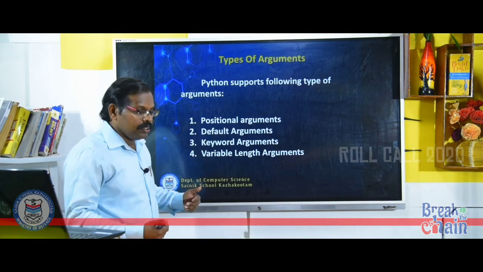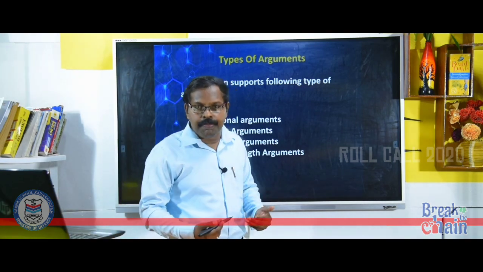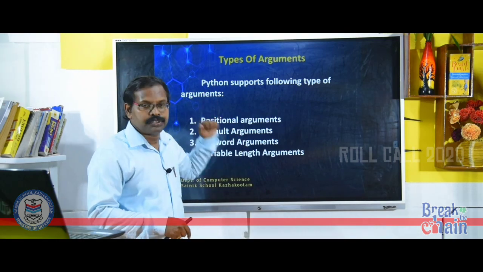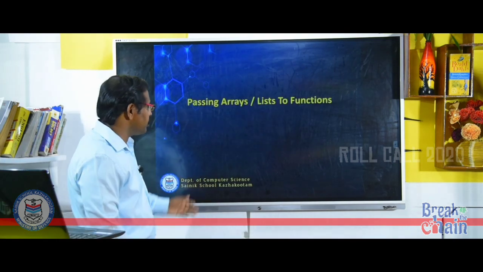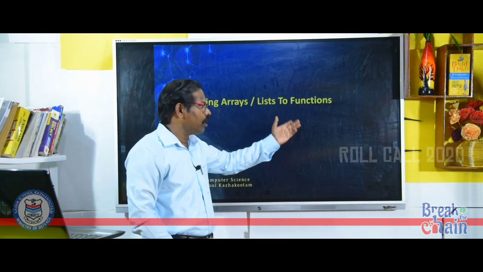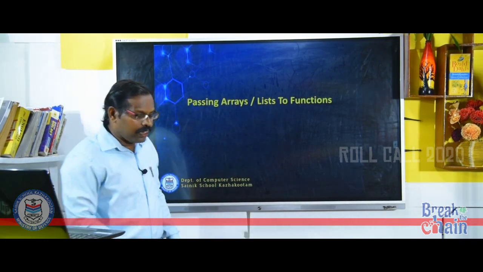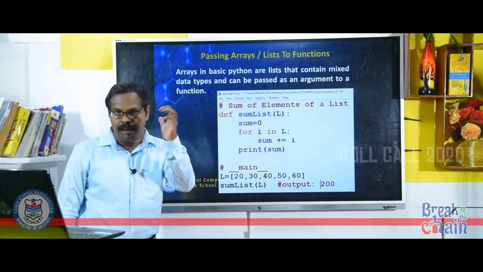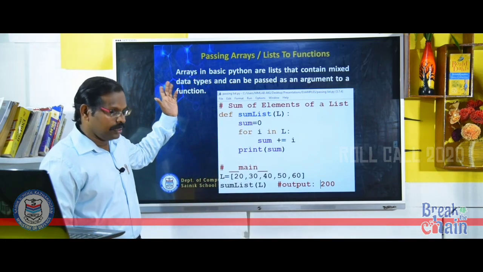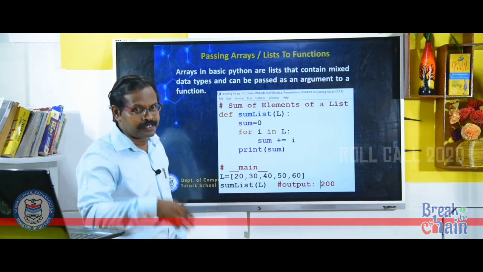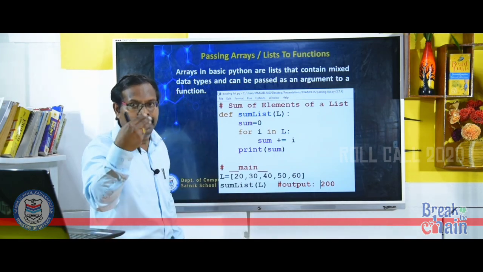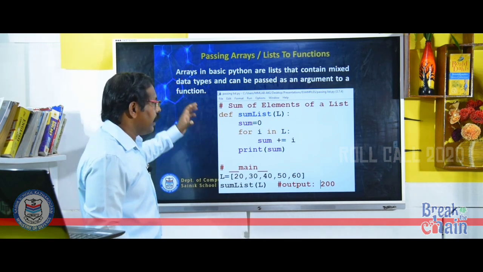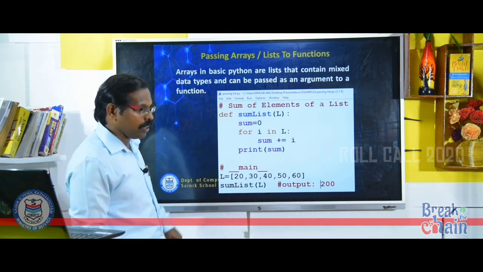Here we are going to study the next topic, how can we pass a list to a function. Children, the next topic is passing arrays or lists to a function. What is an array? You know that an array means similar type of elements. What is a list? A list means mixed type of elements. Any type of elements can come in a list. How can we pass a list to a function? That is what we are going to study.